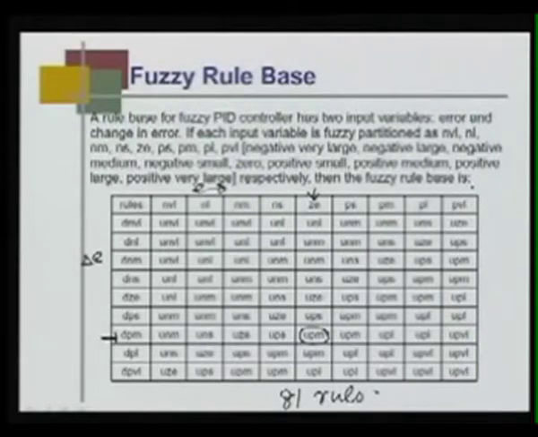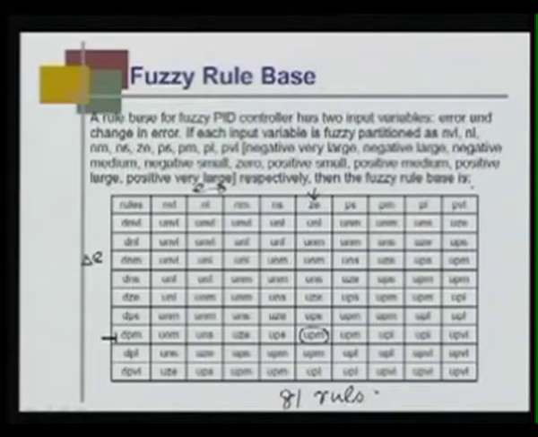Okay. So, this is where you see that all 81 rules are possible. The maximum number of rules, given 8 fuzzy partitioning zones in 2 variables, is 9 into 9, a total of 81 rules, which means 81 combinations are possible. So, the total is 81 rules.